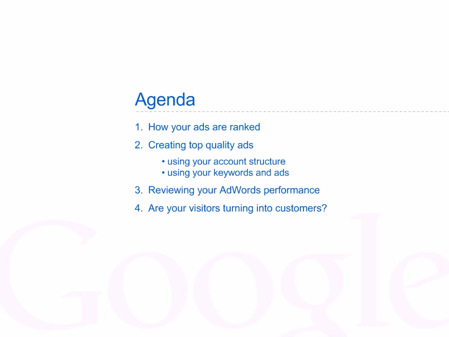Here's the agenda for this session. We'll first cover how ads are ranked and how to create top quality advertising. We'll then take a look at how you can review your ad performance and finally how you can see which visits to your site are resulting in sales. At the end of this session, you should have a good grasp of how to understand and improve your account performance.